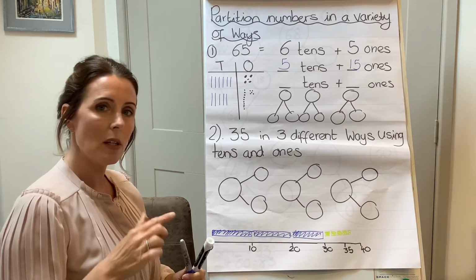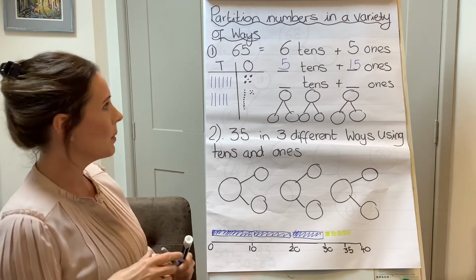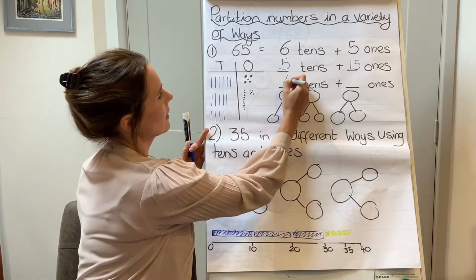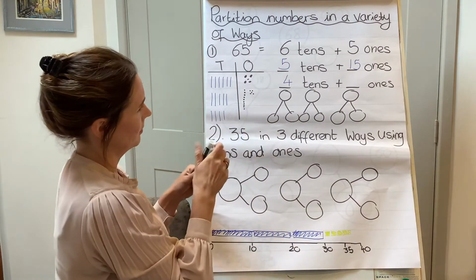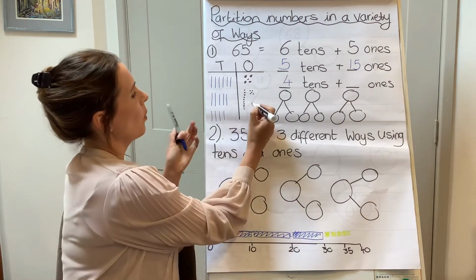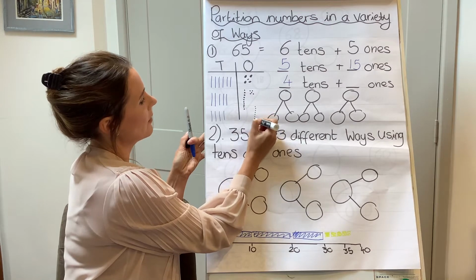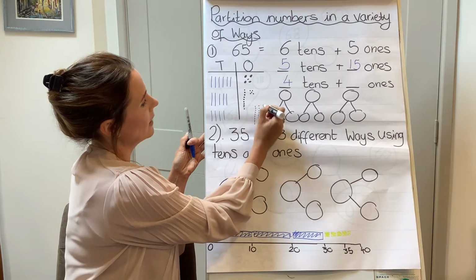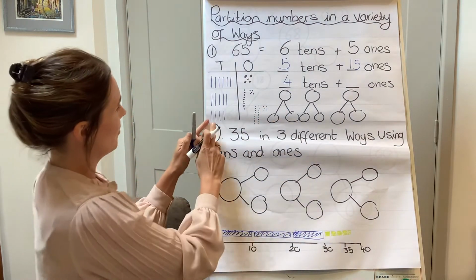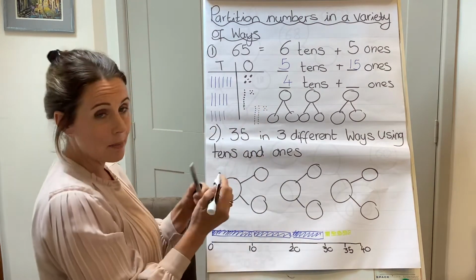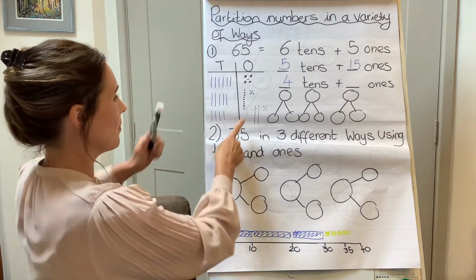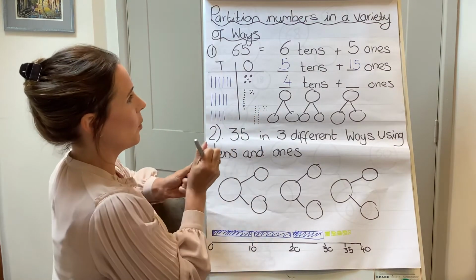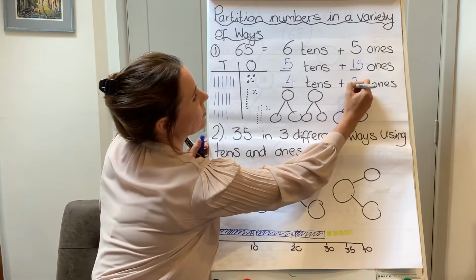Can you have a think of how else you could partition that number? I'm going to do it as 4 tens and 1, 2, 3, 4, 5, 6, 7, 8, 9, 10, 1, 2, 3, 4, 5, 6, 7, 8, 9, 10 and 5, because I've moved 2 of my tens over and made them into ones. So now I've got 10, 20, 25 ones, 4 tens and 25 ones.